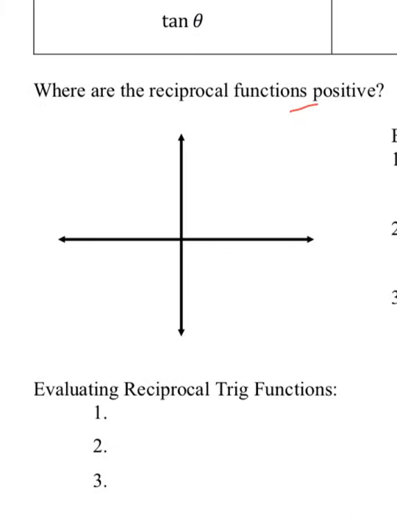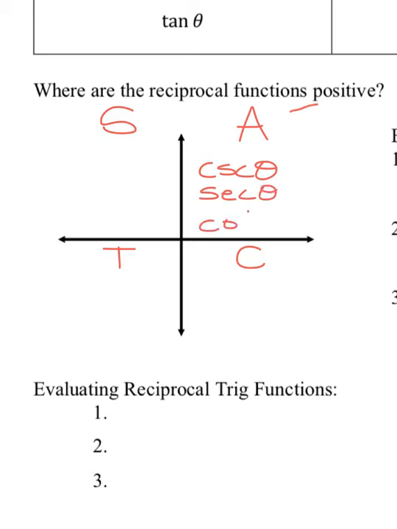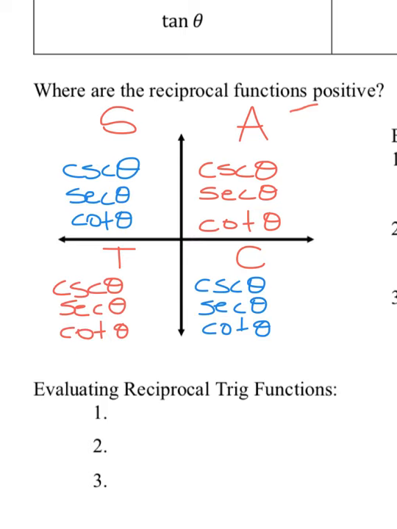If you remember, I gave you that phrase, all students take calc. And that says where everything's positive and negative, right? So I'm not going to write sine, cosine, tangent. I'm going to write the reciprocals. I'm going to write cosecant, secant, and cotangent for all of them. Okay, and this goes in that order. Okay, so I just filled that in. If you want to pause the video to fill that in now, feel free.